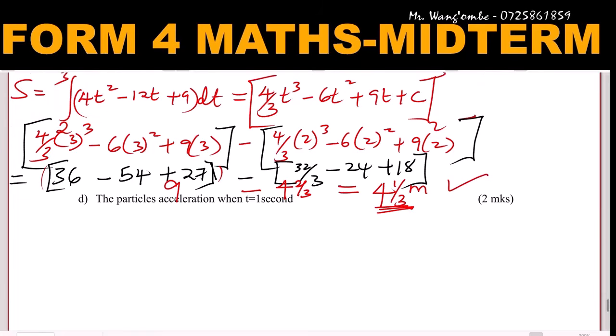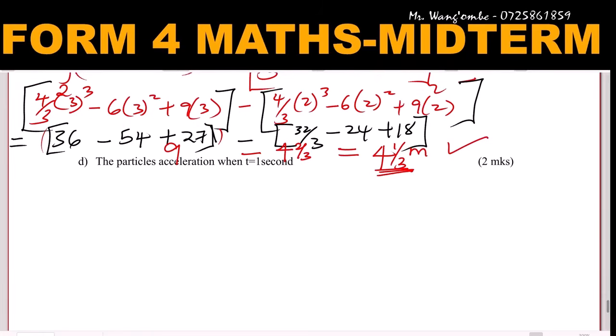We got part D, the particle's acceleration when t is equal to 1 second. How do you get acceleration? Acceleration is what you're supposed to get. So we get acceleration when we differentiate velocity. So acceleration will be given by dv/dt. That is when we differentiate velocity. So therefore, remember the expression for velocity.